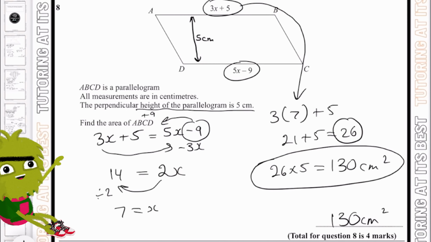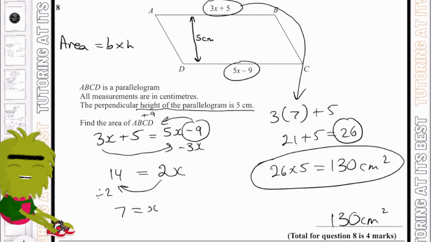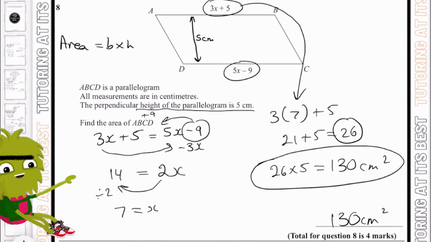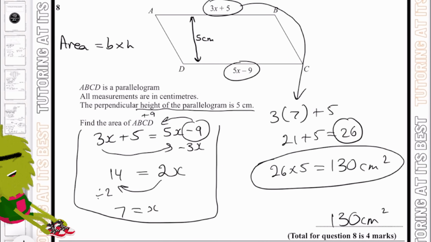So for those who don't know the area of a parallelogram, it would simply be your base times your height, which I've done there, 5x minus 9 times by 5, or even 3x plus 5 times by 5. As you can see, I've made it the same in order to find out the value of x.